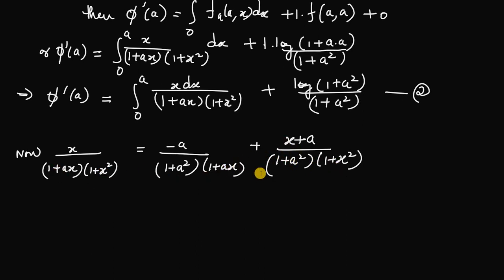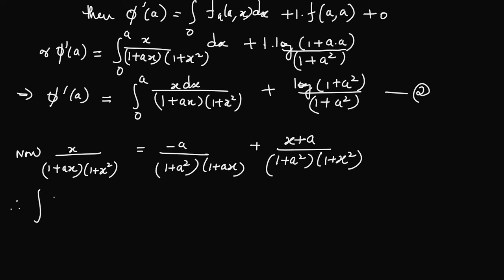If you take this, what will be the LCM? The LCM in this case is 1 plus ax into 1 plus x square. So multiply this one by 1 plus x square and this term by 1 plus ax. Then you simplify it, then you get exactly x upon 1 plus ax into 1 plus x square. So by method of partial fraction, we got this. Now the expression can be written as a sum of these two functions, minus a upon this one plus x plus a upon this term. So let us integrate it now, because we need to find the integral of that one.